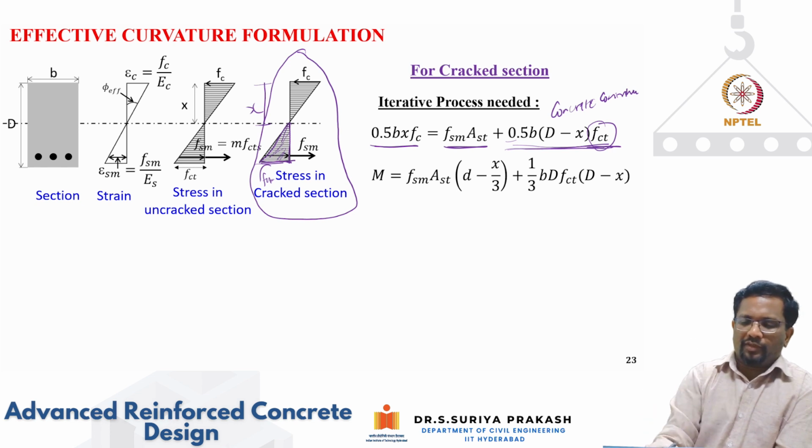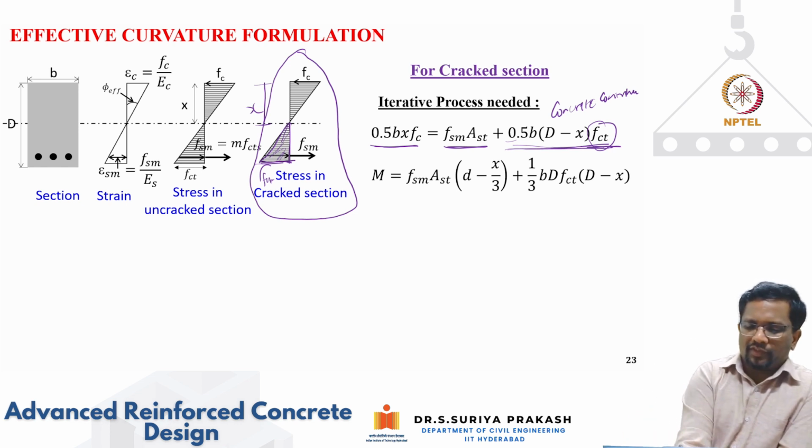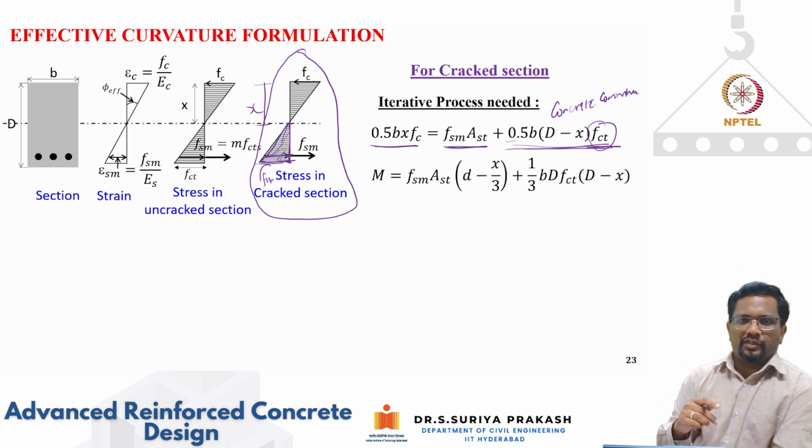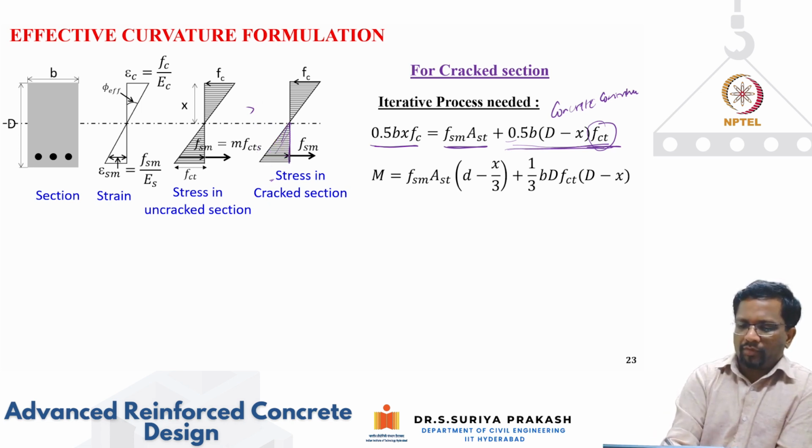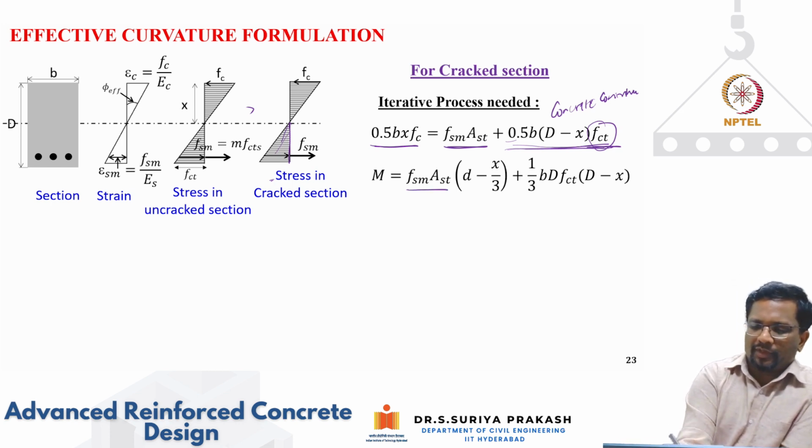Now fsm multiplied by Ast, where fsm is the stress in the steel at the location where you have taken that concrete stress as 1 megapascal. So you can take that. Now if you take your moment about, so tension force fsm times Ast, now you can see that it is going to be D minus x by 3. So this is where your compression force is going to be. So this is your lever arm. So what is this lever arm? Lever arm is going to be D minus x by 3.